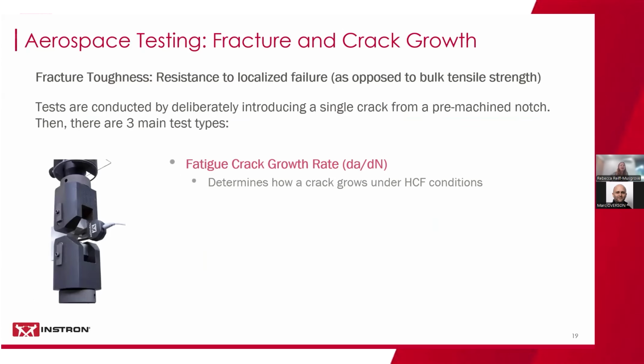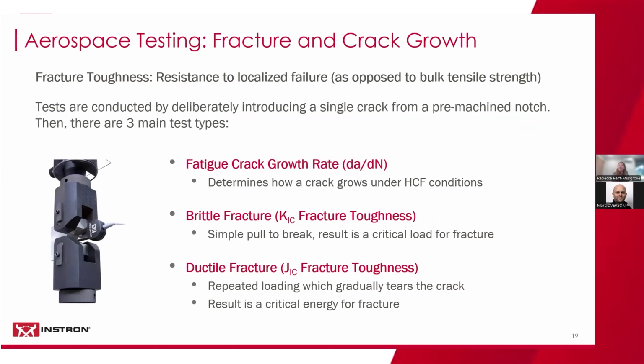These tests are quite specialized, so in case any of you aren't familiar with fracture or crack growth testing, I wanted to do a quick summary here. So fracture toughness, it's a property of the material, just like a tensile strength or a yield strength. And it generally describes the resistance to localized failure. So rather than a bulk tensile strength, it is localized crack growth or crack failure. The tests are conducted generally by introducing a single crack from a pre-machined notch. So we already kind of damage the specimen by having that notch in there that you grow your crack from.